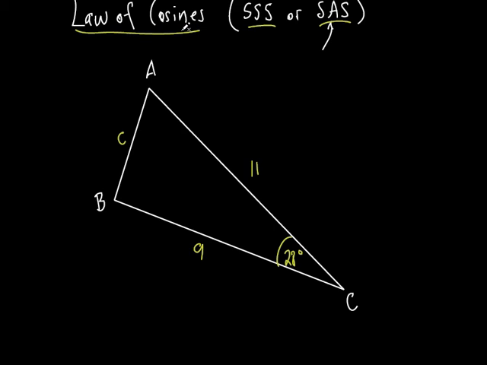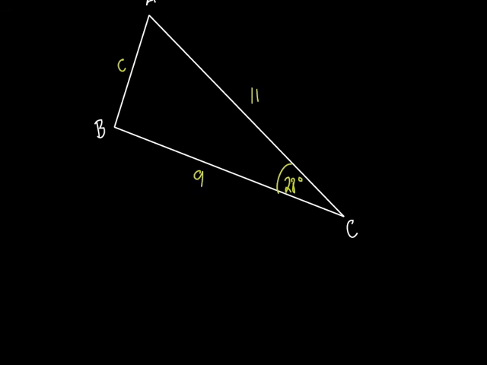You understand how you know which law you use? Remember, if you use law of sines, what would you have? You'd have angle, angle, side, or side, angle, angle, or side, side, angle. All right, so that would be law of sines. Law of cosines, it's side, side, side, or side, angle, side. Got it? Okay.